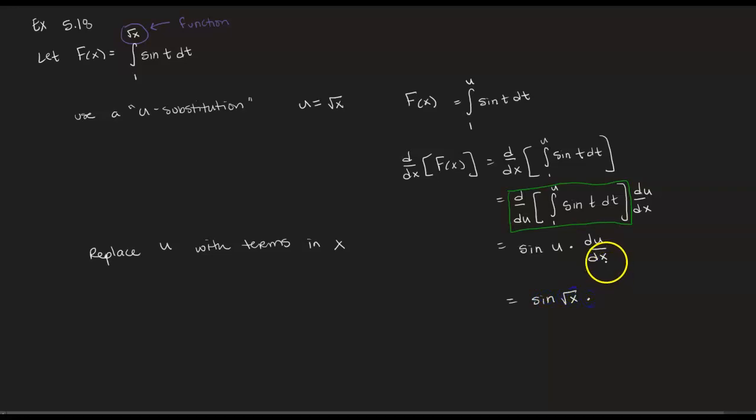And then instead of du dx, we're going to actually calculate du dx. We're going to take the derivative of the u function, which we said was square root of x. We know that turns into 1/2 x to the negative 1/2. In other words, 1 over 2 root x. So our final answer would look like sine root x over 2 root x.